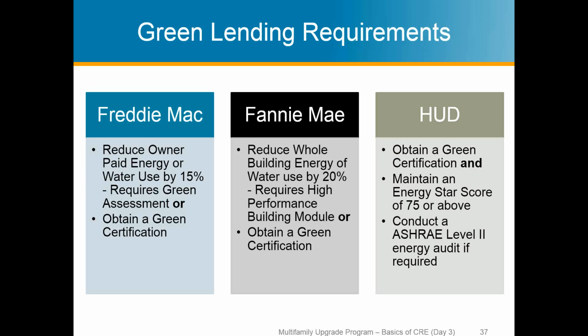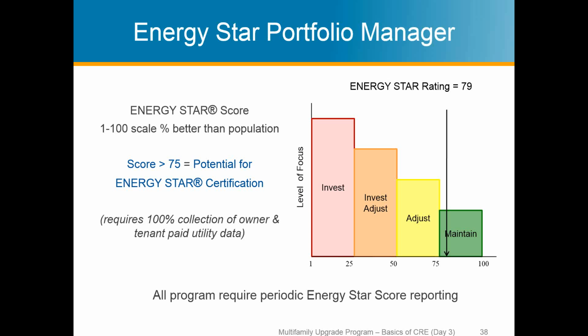Fannie Mae is looking at it a little bit differently. They want you to reduce whole building energy or water use by 20%, and this requires a high-performance building module or an ASHRAE Level 2 audit. The other path to compliance is getting a green certification. And then HUD actually wants you to get a green certification and maintain an Energy Star score of 75 and above, and then also conduct an ASHRAE Level 2 energy audit if required. So again, this is very high level what they're asking for.